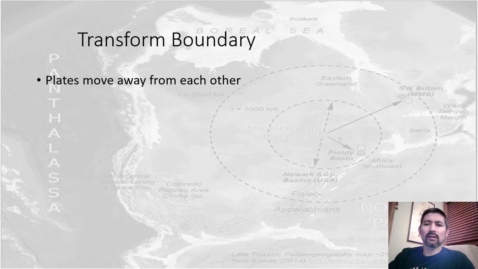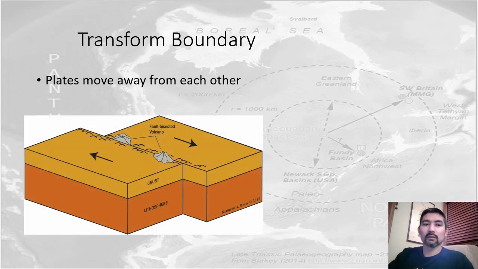And actually, I'm going to go back and revise these notes. So yeah, the plates move side by side. And here we can see a picture of plates moving side by side.